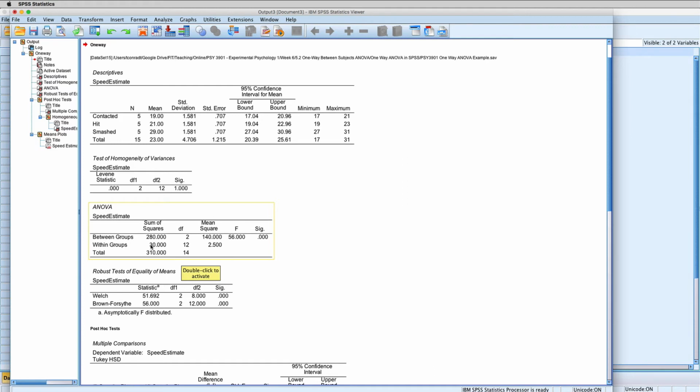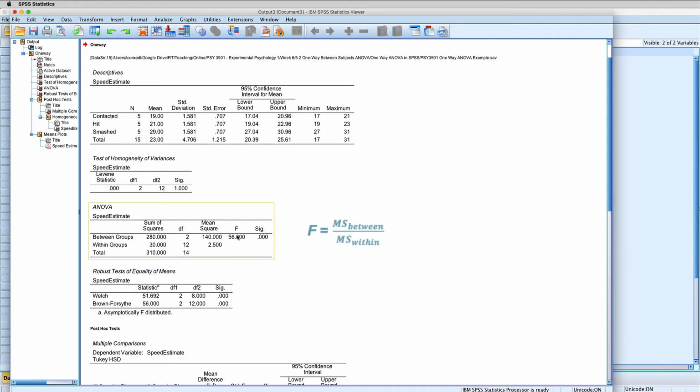The within group sum of squares is presented here, and we calculate its degrees of freedom by taking the total number of participants in our study, which was 15, minus the number of levels, which was 3. So 15 minus 3 is 12. And we can calculate the within groups variance, or mean squared, by taking its sum of squares divided by the degrees of freedom to get 2.5. Lastly, the overall degrees of freedom are calculated by taking n minus 1. In this case, we had 15 participants, so the overall degrees of freedom would be 14.